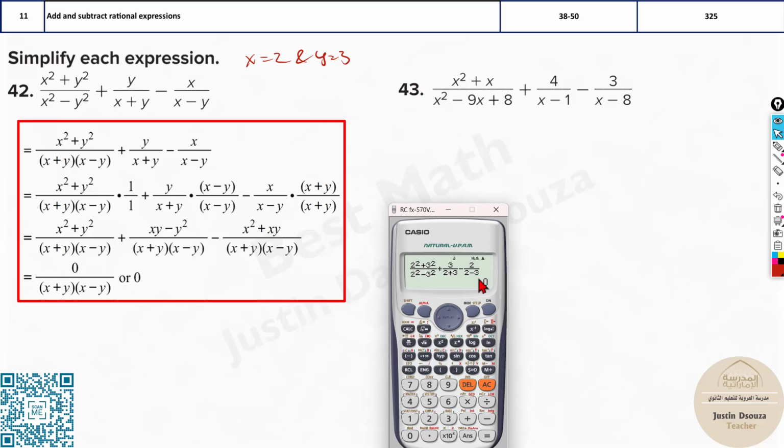It's 0. But you might be thinking, okay, it might be only for this, is it? What about other values? You can choose any values. But never take x as 0 or y as 0. Don't take 1, 1. 1 is fine.